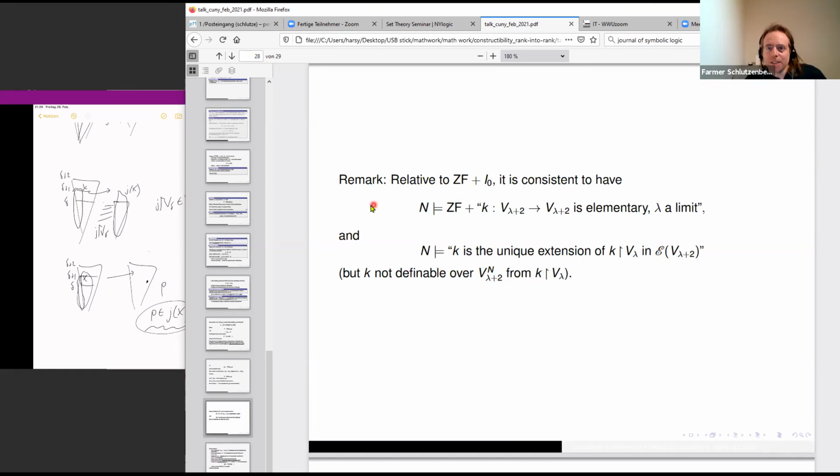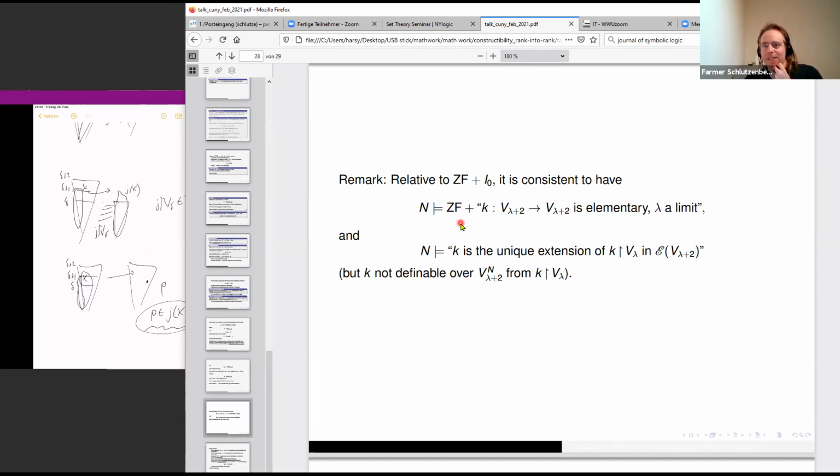Okay, and then just one remark here. Although the embedding V lambda plus 2 to V delta plus 2 to delta plus 2 can't be definable from parameters, that sort of has the feeling that there should be lots of them, or there might be lots of them given extending any given initial segment, but that needn't be the case. So it is consistent relative to ZF plus I0.